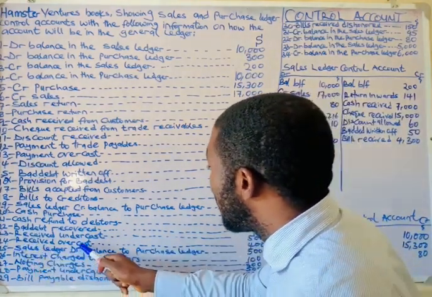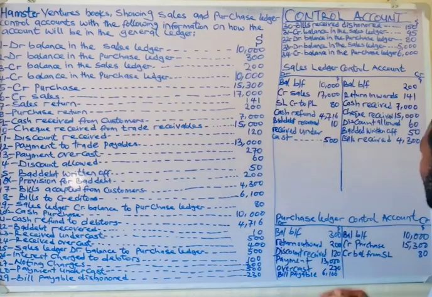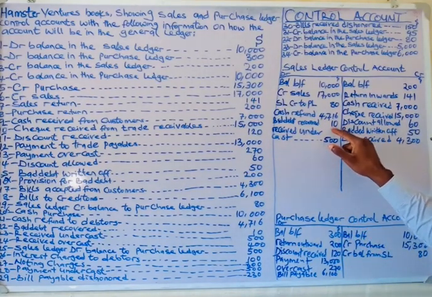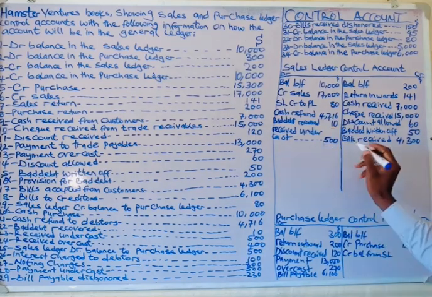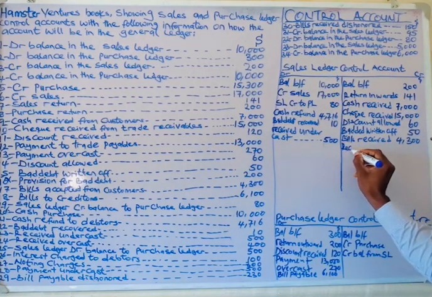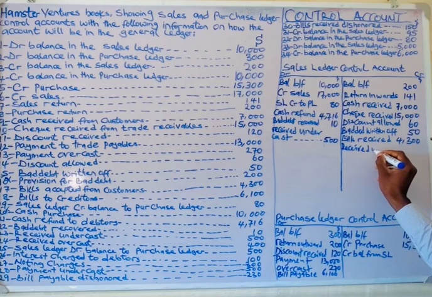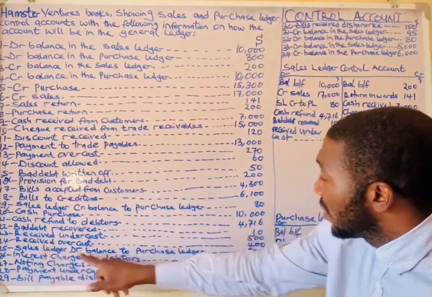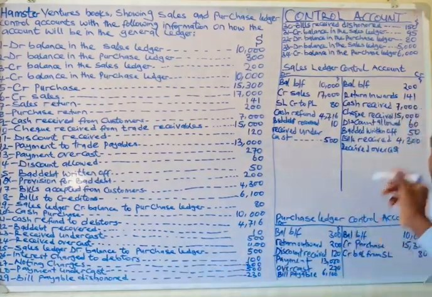Then let's go to the next item, received overcast. You receive overcast, so it will reduce this amount. It will come here as received overcast, received overcast of $400.